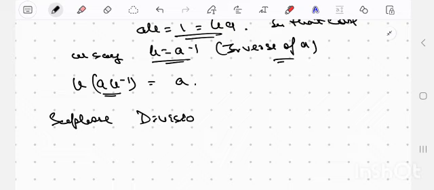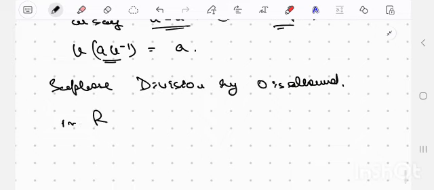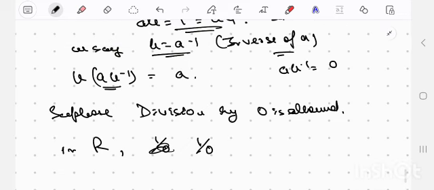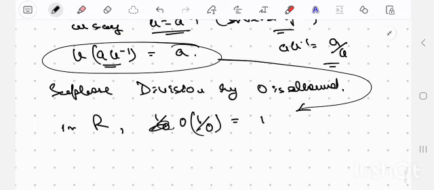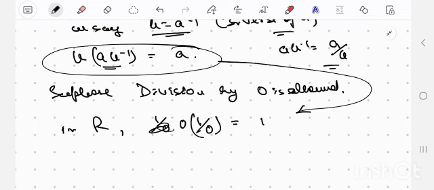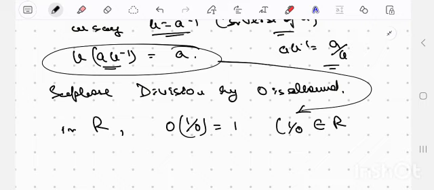Now suppose division by 0 is allowed. Then in R there is some element of the form 1 by 0. We often write A inverse as 1 by A, conventionally, following the notions of integers. So in R, 1 by 0 times 0 should be 1, right, from here? But since we are multiplying this element by 0, this should be 0 by definition, right? Let me write it clearly. So suppose division by 0 is allowed in R, then 1 by 0 multiplied by 0 should be 1 from here.